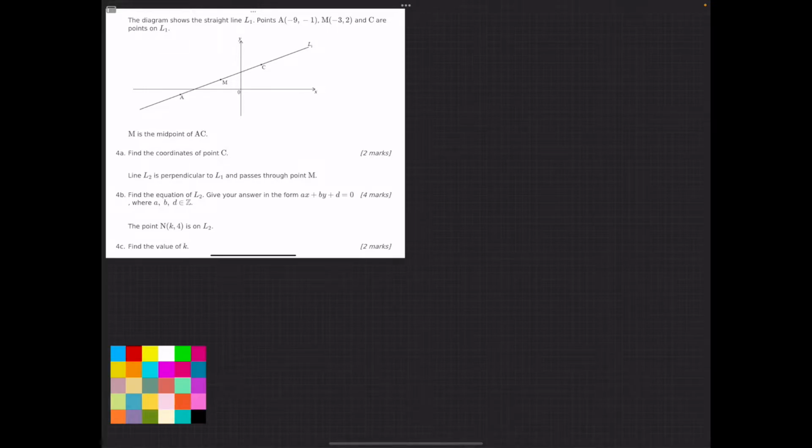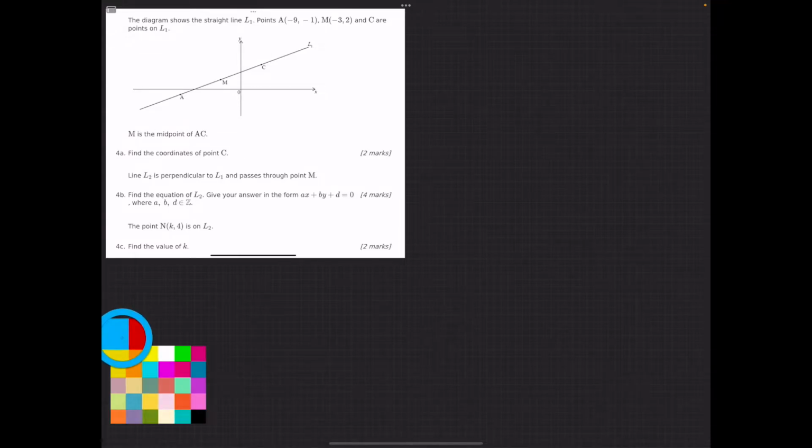The diagram shows a straight line L1. Point A is (-9, -1). M has coordinates (-3, 2). And C, they don't give us those coordinates, but all three of them lie on the line L1. M is the midpoint of AC. They want us to find the coordinates of point C.